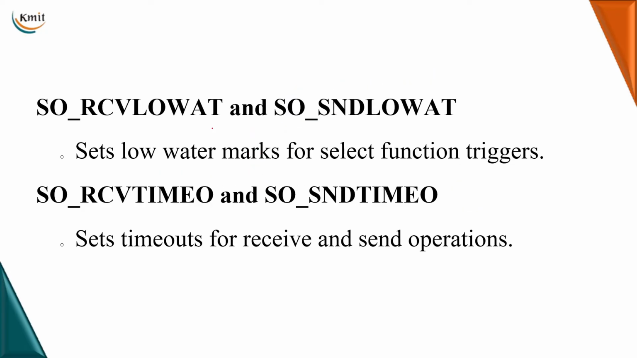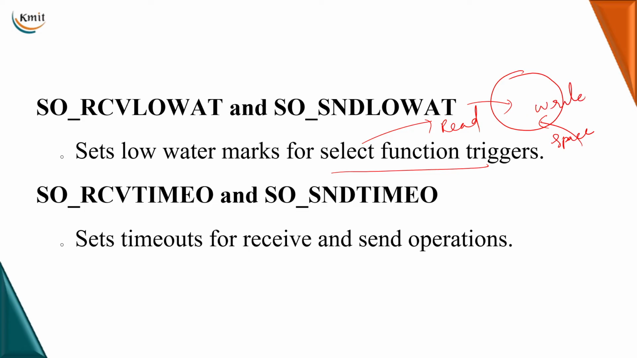Then we have another option which is socket receive low watermark and socket send low watermark. These options are used to set the watermarks for the select function triggers. It means that this watermark will specify how much data should be available for the select operation to make a read, and the socket send low watermark specifies how much space should be available so that the select function can initiate a write operation.